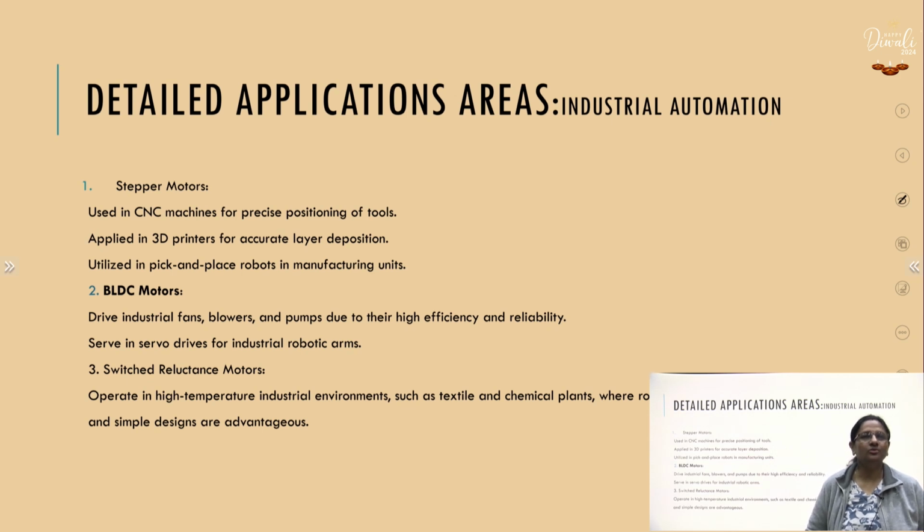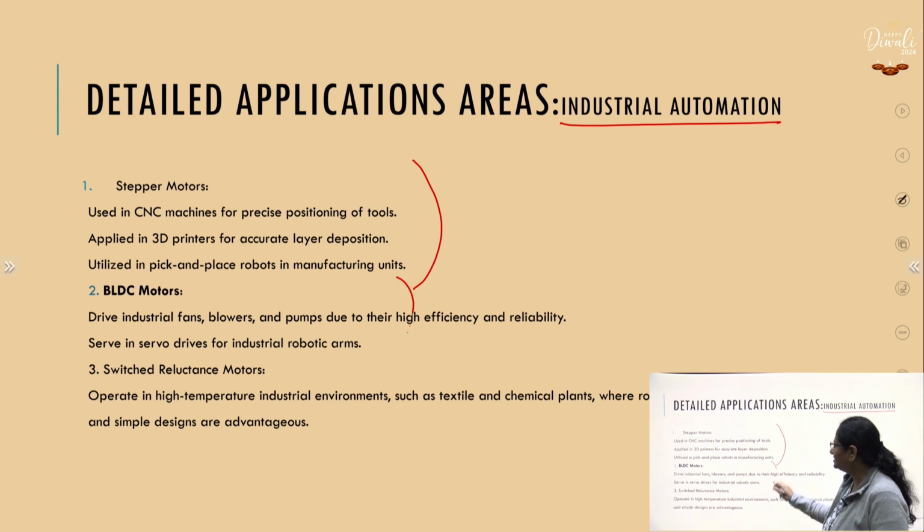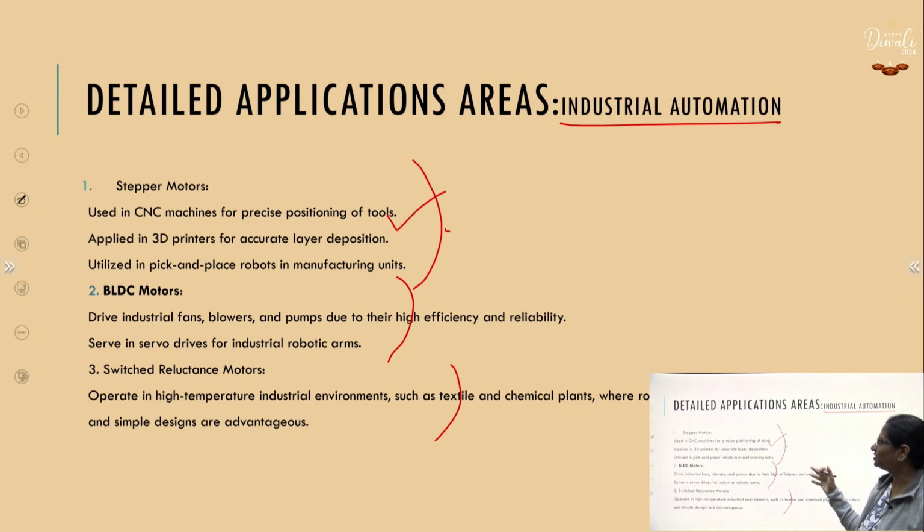Now let us go through the detailed application areas and various motors which are used in these applications, starting with industrial automation. So, the stepper motors, the BLDC motors, switched reluctance motors. Stepper motors are used in CNC machines for precise positioning of the tools, applied in 3D printing as well for layer deposition, and utilized in pick and place robots in various manufacturing units.